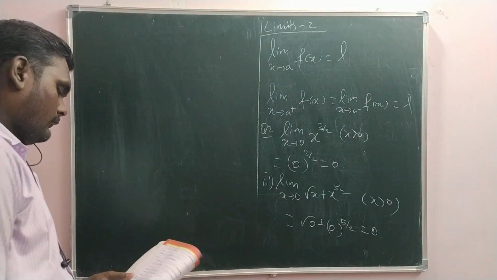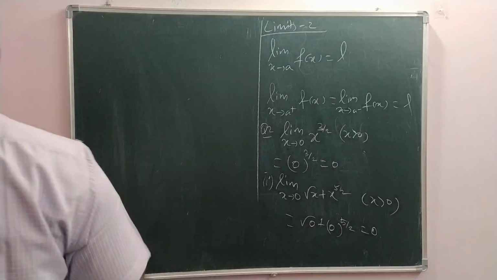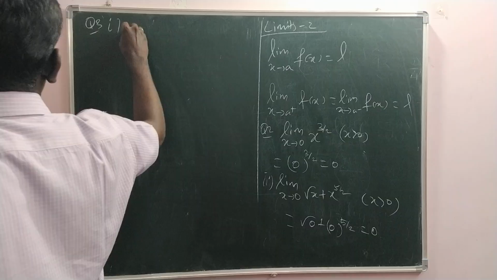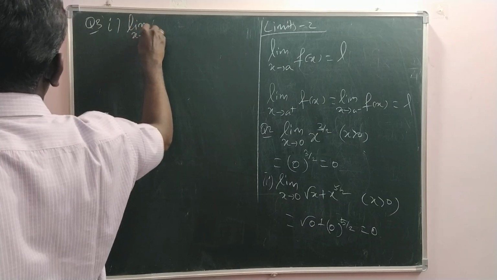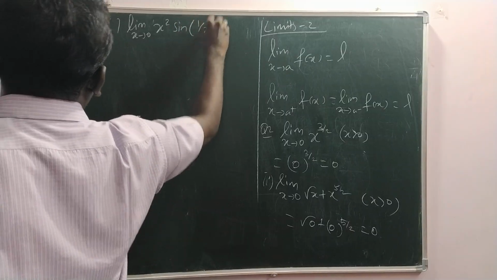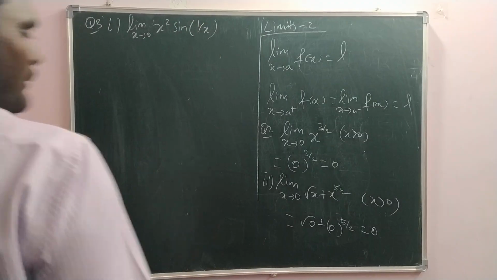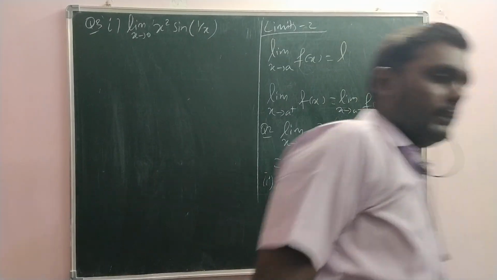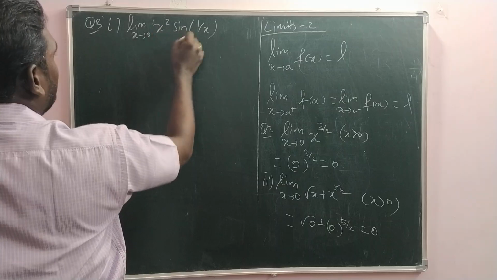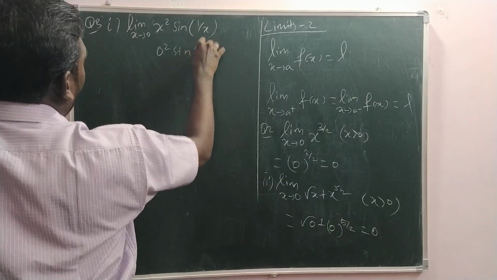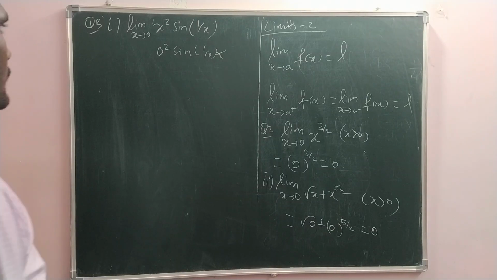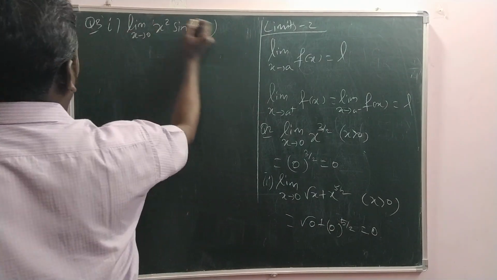And this third one. Limit x tends to 0, x square sine of 1 by x. Now if you apply limit 0 directly, then what we will get is 0 square into sine of 1 by 0. That is infinity. We don't have values for this. Sine infinity, we don't know. So we should be doing a different approach.